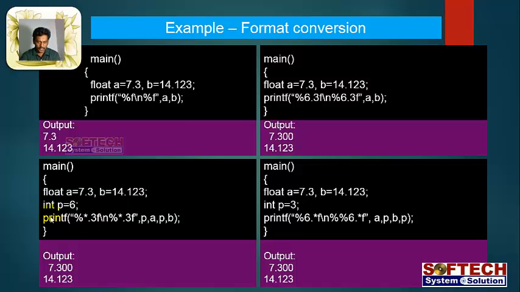We can also write it like this: float a equal to 7.3, b equal to 14.123, integer p equal to 6. Printf %*.3f, %*.3f, with p, a, p, b.